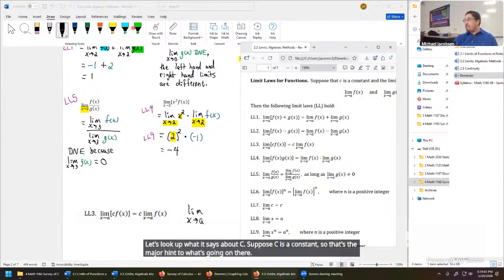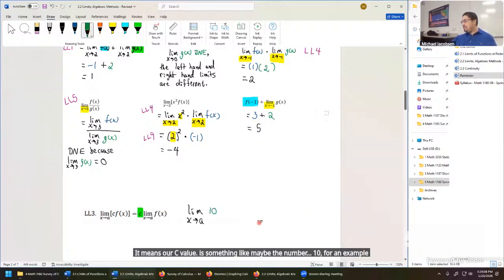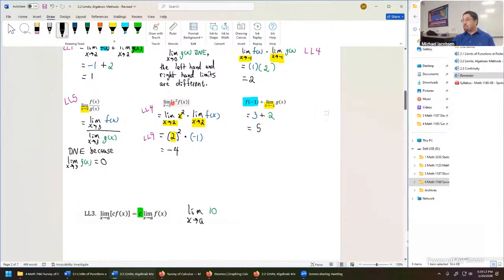It means our c value is something like maybe the number 10 for an example. So we're taking 10 times, instead of x squared times a function f of x. Let's highlight that so we can see both of them in context.